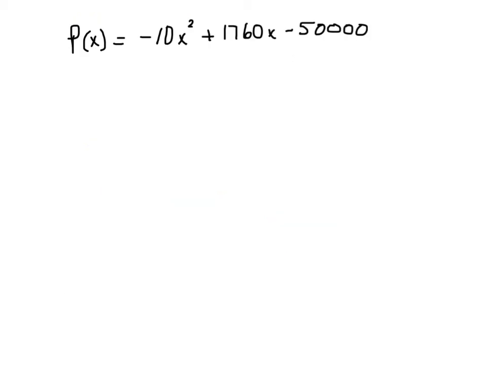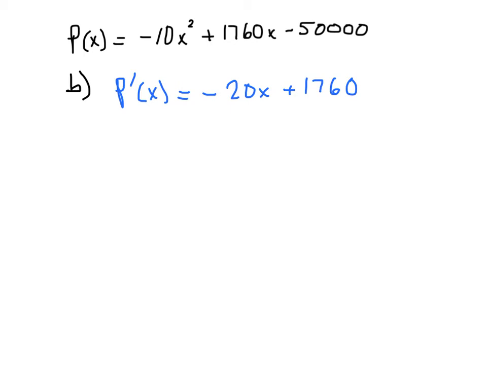So as you can see, I've rewritten P of X, our profit function. We've got a little more space here. And what we're going to do is compute the derivative. That'll be the marginal profit function. This is going to be negative 20x plus 1,760.